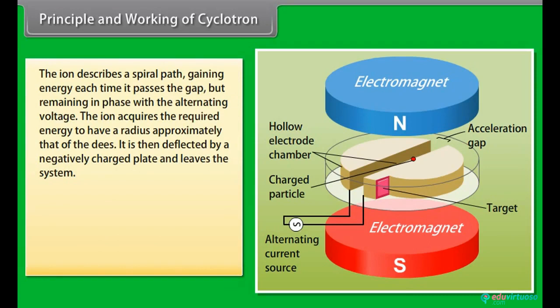The ion describes a spiral path, gaining energy each time it passes the gap, but remaining in phase with the alternating voltage. The ion acquires the required energy to have a radius approximately that of the Ds. It is then deflected by a negatively charged plate and leaves the system. The maximum energy attained by the ion is given by product of B square, R square and q square divided by 2m. Applications and limitations of cyclotron.